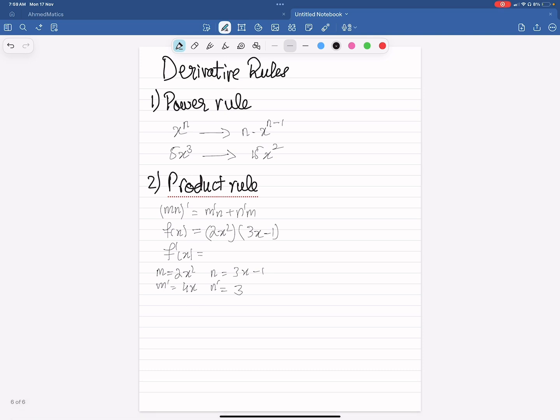Now we just have to substitute the values. When we substitute the values, it will be 4x times (3x minus 1) plus n prime, which is 3, multiplied by 2x squared. And then after that you just have to simplify it, which will be 12x squared minus 4x plus 6x squared. That's it. That's product rule for you.